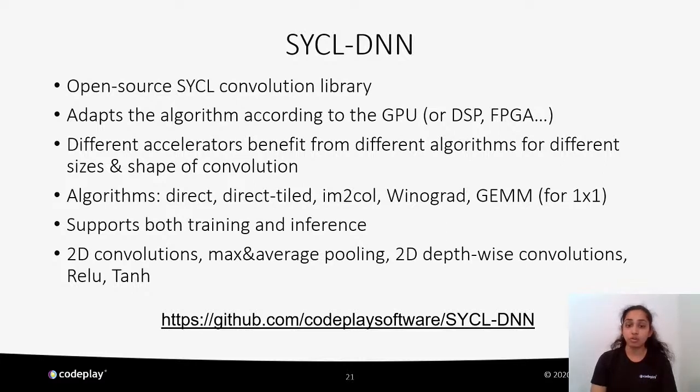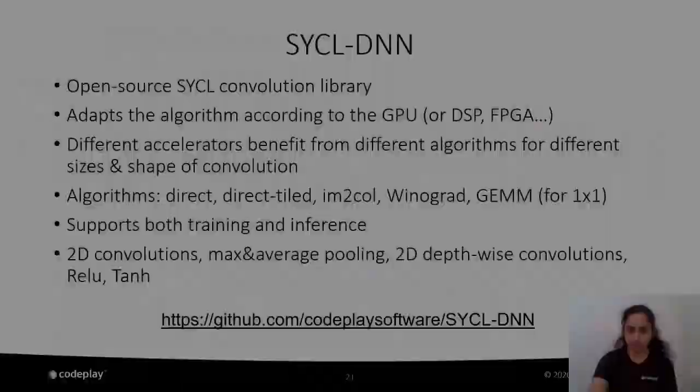It also supports different types of convolution algorithms like direct, direct-tiled, IM2COL, Winograd, and GEMM using matrix multiplications. SYCL-DNN also supports both training and inference. It supports 2D convolutions, pooling, depth-wise convolutions, ReLU, tanh, and so on. You can visit this GitHub link if you want to know more about SYCL-DNN.